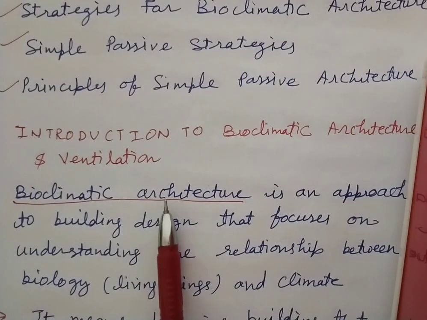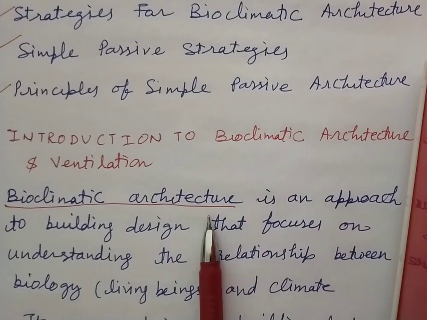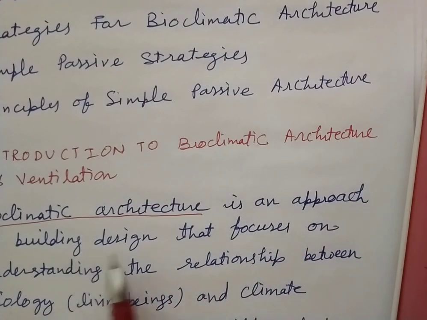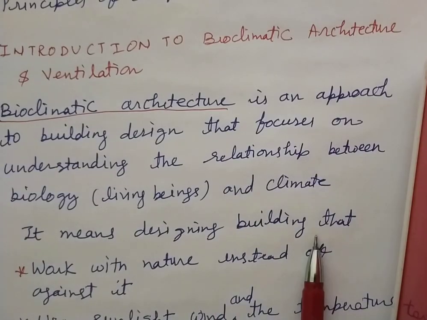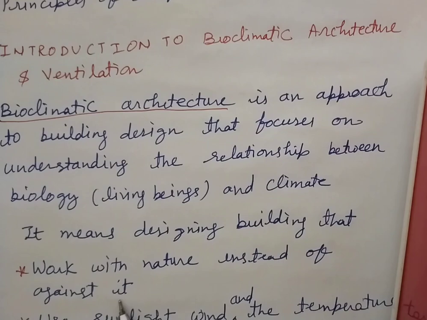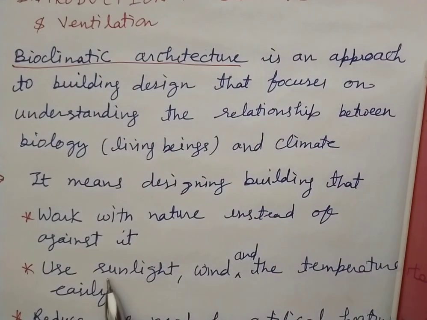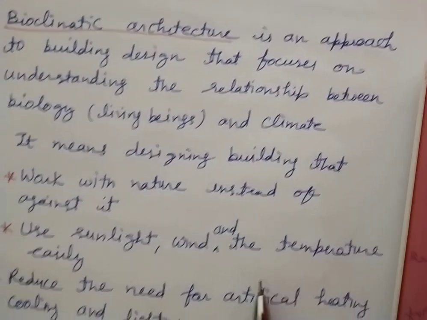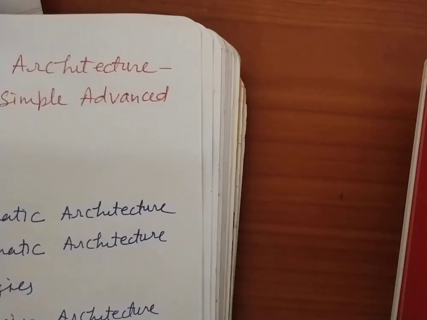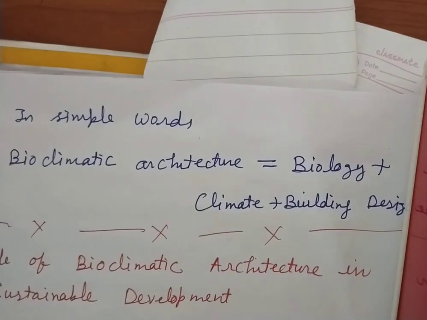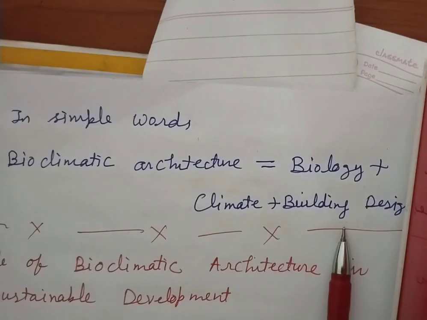Now, what is bioclimatic architecture? Bioclimatic architecture is an approach to building design that focuses on understanding the relationship between biology and climate. It means designing buildings that work with nature instead of against it. Use sunlight, wind and the temperature easily. Reduce the need for artificial heating, cooling and lighting. In simple words, we can say bioclimatic architecture is equal to biology plus climate plus building design.